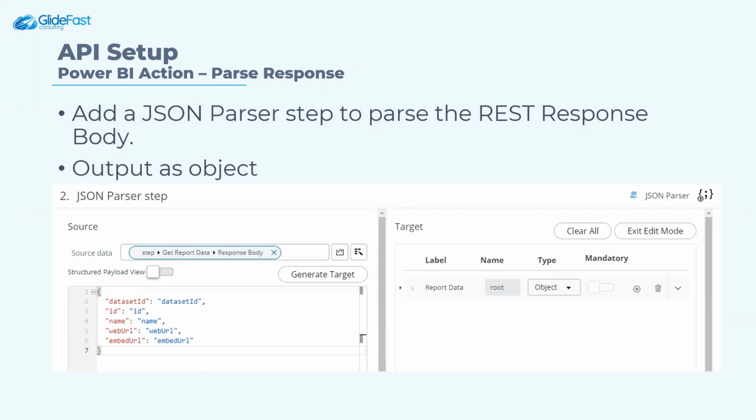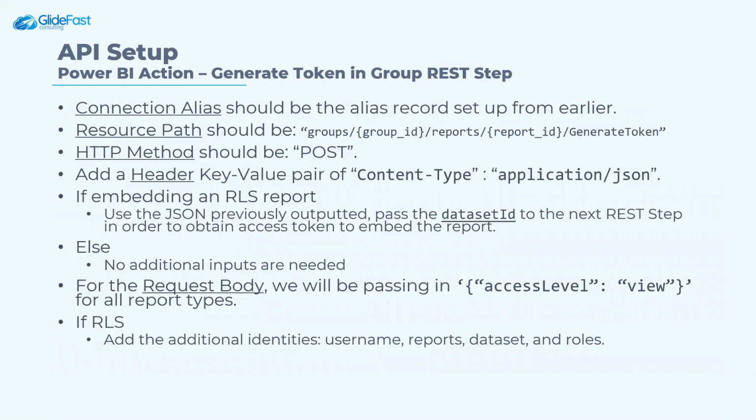So we will later store the embed URL, and also, depending on what type of report you're pulling, if it's a non-RLS report, it's not needed. But if it's an RLS report, we will also need to store the dataset ID. But using the JSON parser, we're able to just store every object that's returned back to us as a data pill.